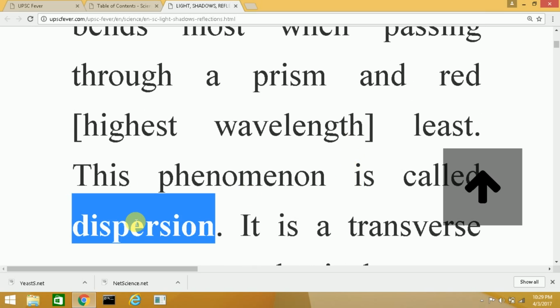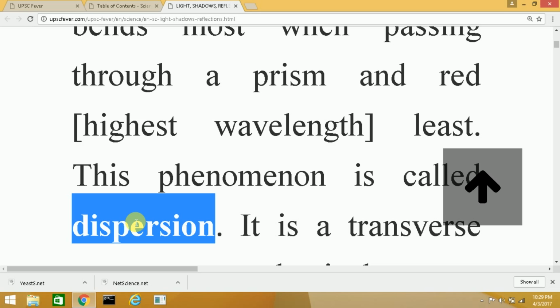Light is a transverse wave and it is not a mechanical wave. So it obeys the laws of reflection. The first law of reflection says that the angle of incidence is equal to the angle of reflection. So when light is incident on a surface at a particular angle, it is reflected from the surface at the same angle.